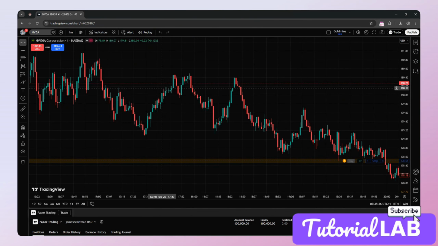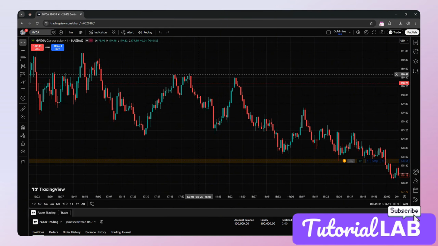Hello everyone. In this video, we will show you how to find support and resistance levels on TradingView using both manual tools and automatic indicators. This way, you can choose what fits your trading style best.